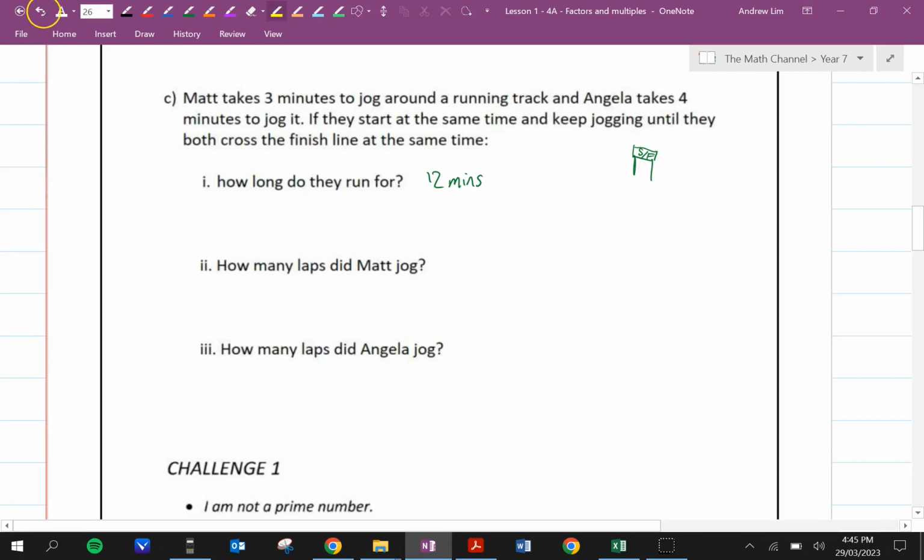So in order for us to work this out, we actually need to multiply those two numbers. 4 times 3 to get our answer 12. How many laps did Matt jog? Well, if they run for 12 minutes and Matt takes 3 minutes to jog 1 lap, he must have jogged 4 laps. 12 minutes divided by 3 minutes gives the 4 laps. And how many laps did Angela jog? Well, 12 minutes divided by the 4 minutes will give us 3 laps.